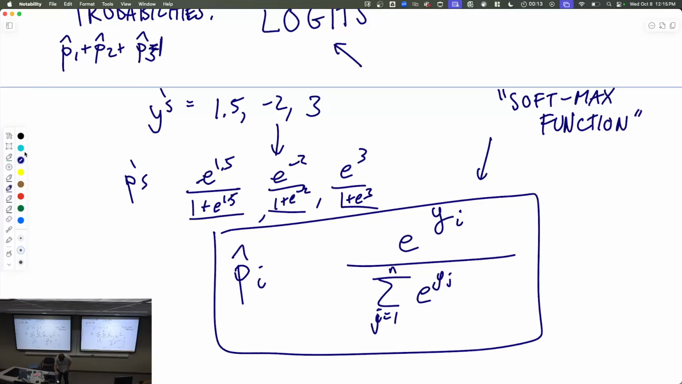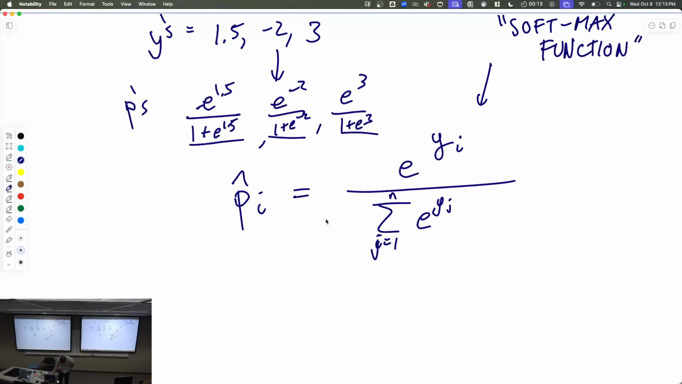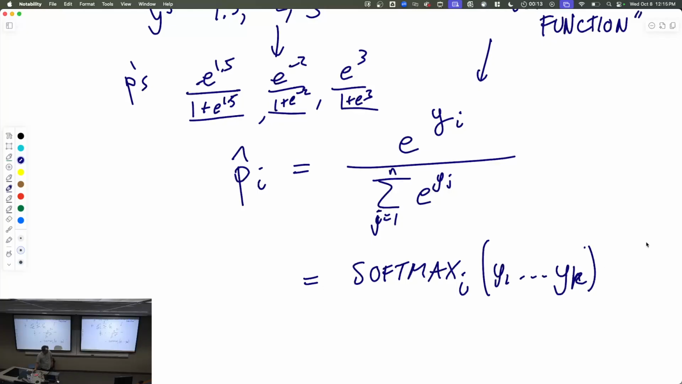Let me write it like this. So softmax, this is softmax i. Let me write it somewhere else because it's not fitting here. Okay. So you have your logits. You apply the softmax function to all of them. The softmax is a big vector of probabilities, and you choose the ith one. And I will tell you how it's related to the sigmoid.